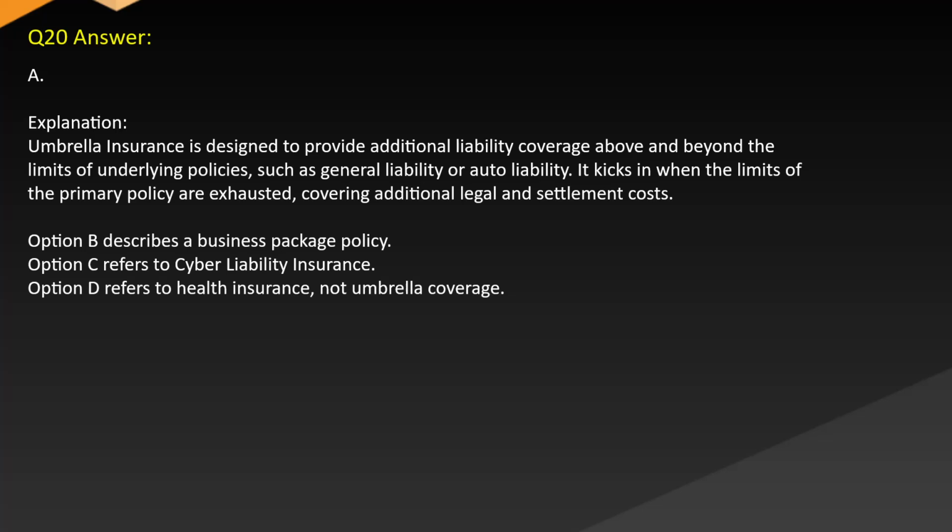Answer A. Explanation. Umbrella insurance is designed to provide additional liability coverage above and beyond the limits of underlying policies such as general liability or auto liability. It kicks in when the limits of the primary policy are exhausted, covering additional legal and settlement costs. Option B describes a business package policy. Option C refers to cyber liability insurance. Option D refers to health insurance, not umbrella coverage.